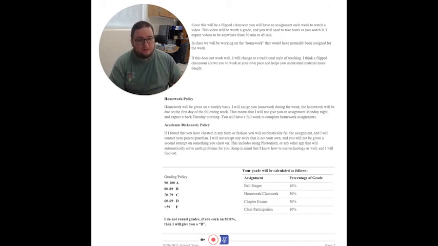The biggest one that I have is the academic dishonesty policy. And basically, this is my policy on cheating. So that means if I find that you have cheated in any form or fashion, you will automatically receive a 0 on the assignment. And there's not going to be any redos. I will contact your parent/guardian, and I will not accept any work that's not your own.